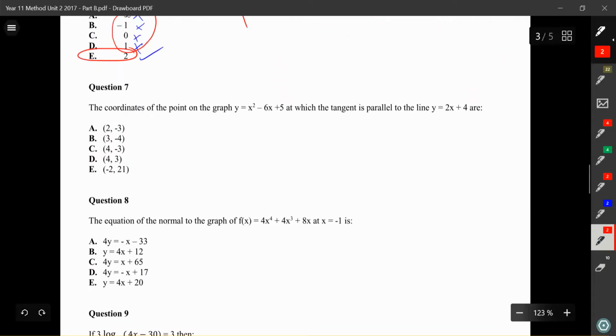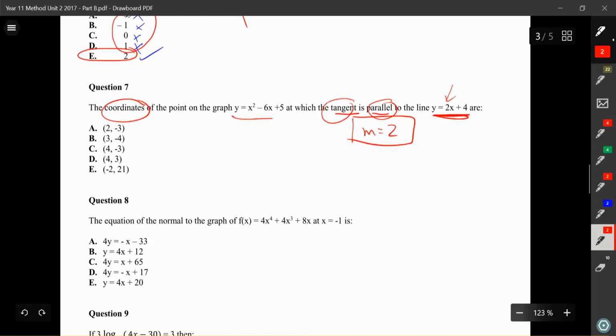Okay. Next one. The coordinates of the point on the graph y equals x squared minus 6x plus 5, at which the tangent is parallel to the line. Okay, it's a mouthful, but you're trying to find the coordinates on this graph where the tangent is parallel. Now, parallel means that the gradient is the same as the gradient of this line. What's the gradient of this line? 2. So parallel means gradient is 2. That's what they're trying to say. So they're saying this tangent line has a gradient of 2.